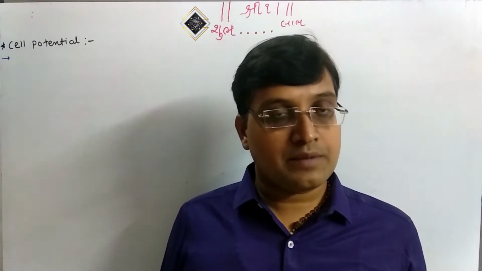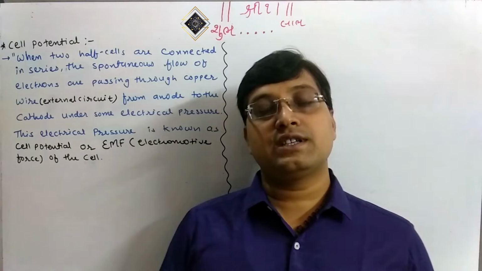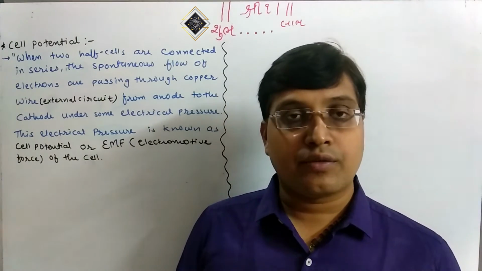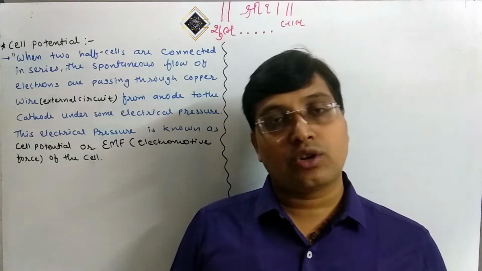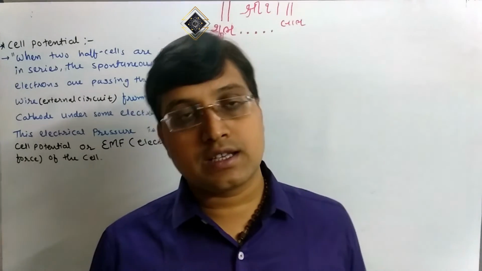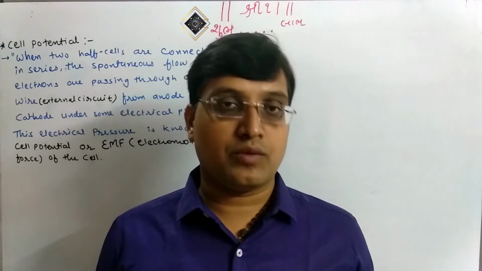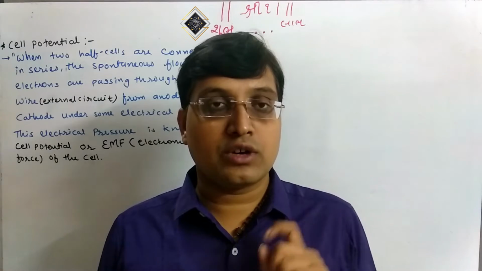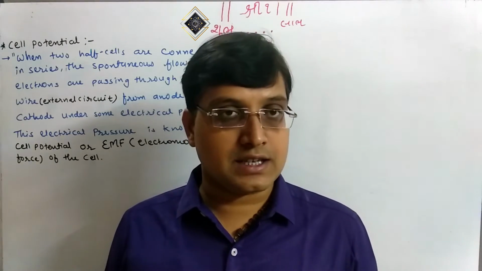The cell potential of the cell is also known as electromotive force, that means EMF of the cell. Clear? Okay. Once again, the definition: when the two half cells are connected in series, the spontaneous flow of electrons occurs through the external circuit from anode to cathode under some electrical pressure. This electrical pressure is known as cell potential. Cell potential is also known as EMF of the cell. As electrode potential, that is for the half cell, is denoted by E cell, the same way the cell potential is also denoted by E cell.